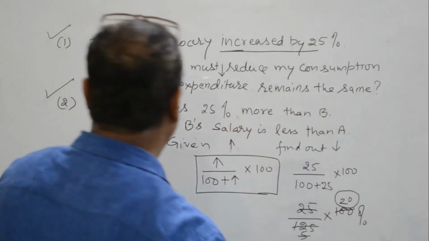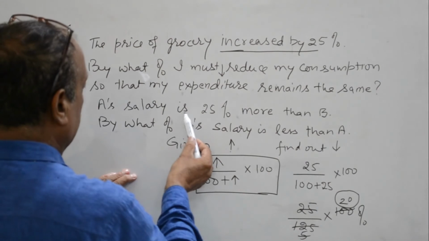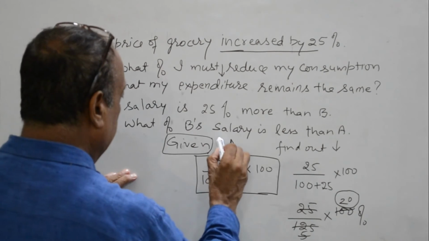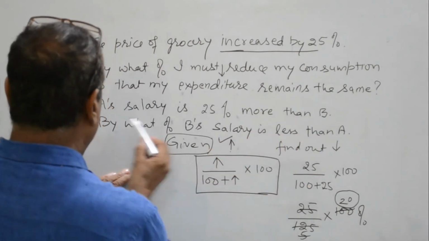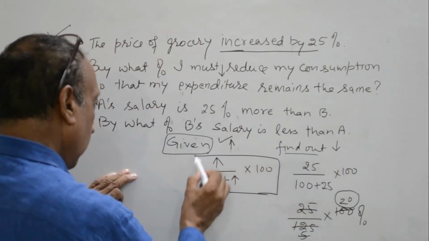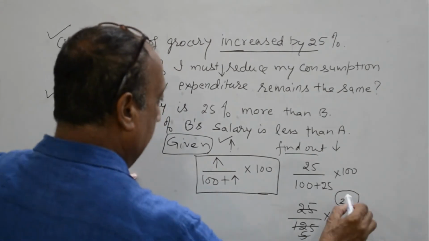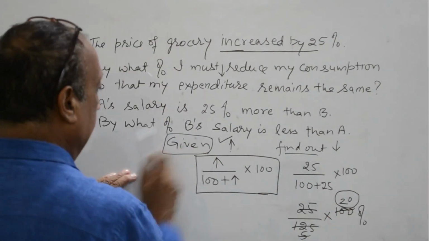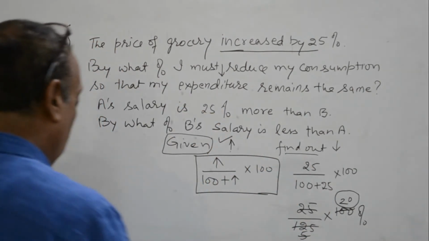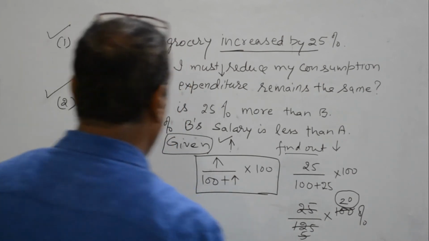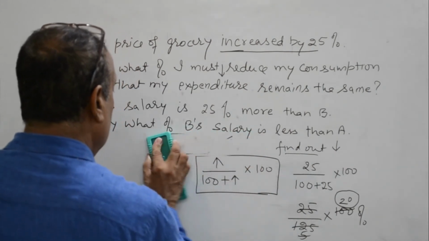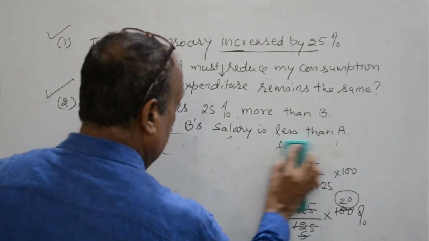Similarly, A's salary is 25% more. Given is again the increase, and by what percent B's salary is less, we have to find out the decrease. So the same process over here, and it means the salary of B is 20% less than that of A. Now just see, in this question we are given the increase. Now suppose we are given the decrease.